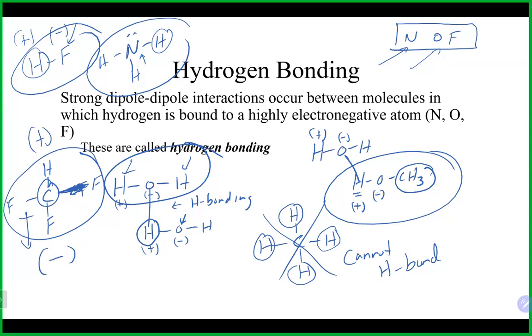Hydrogen bonding is actually the strongest of the intermolecular forces. And that's why, for example, things that can hydrogen bond typically have very high boiling points and melting points, because they're held together pretty tightly.